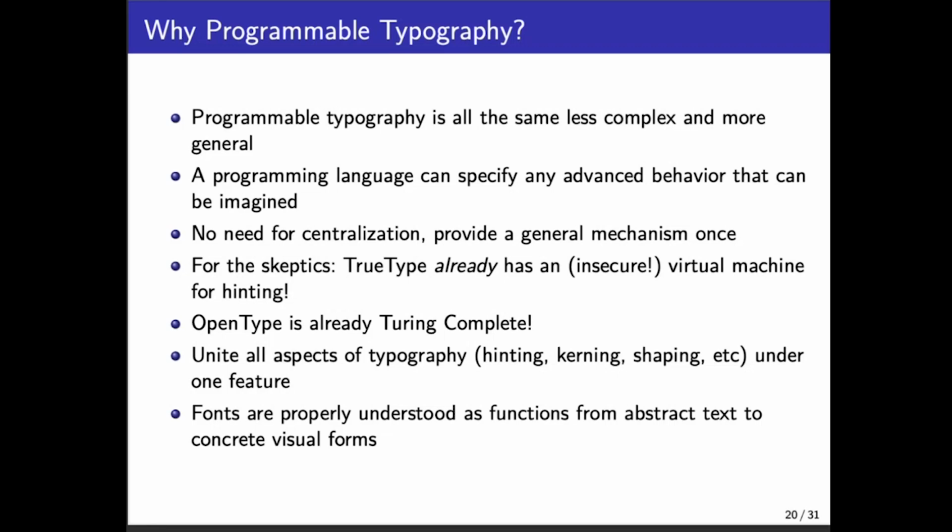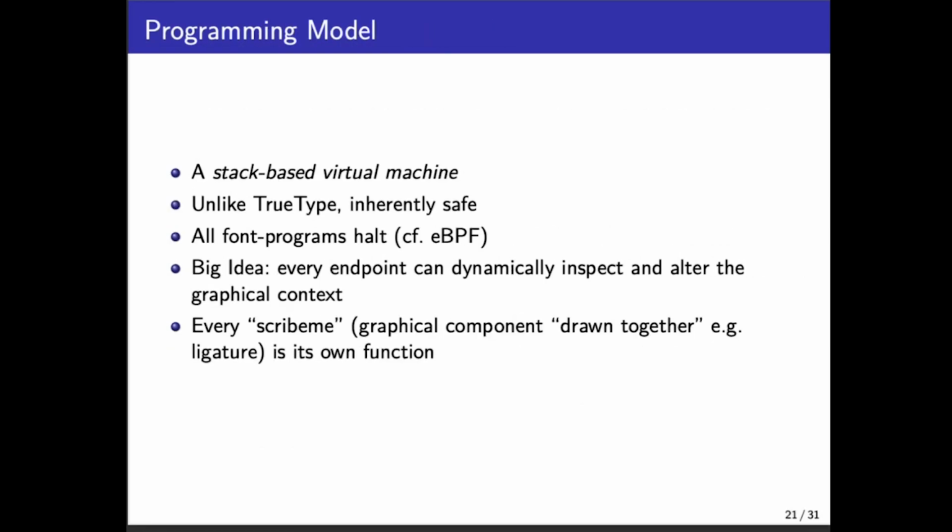And for the skeptics who are maybe skeptical of embedding programming languages and stuff, I will note that TrueType already has an insecure virtual machine for the specific case of hinting, and OpenType itself is already Turing complete. Again, this means something to you. But the idea here is that you make things simpler by uniting all these advanced features of typography under one feature, which is just programmatic placement of glyphs. And so we again understand fonts as a function from abstract text to a concrete form.